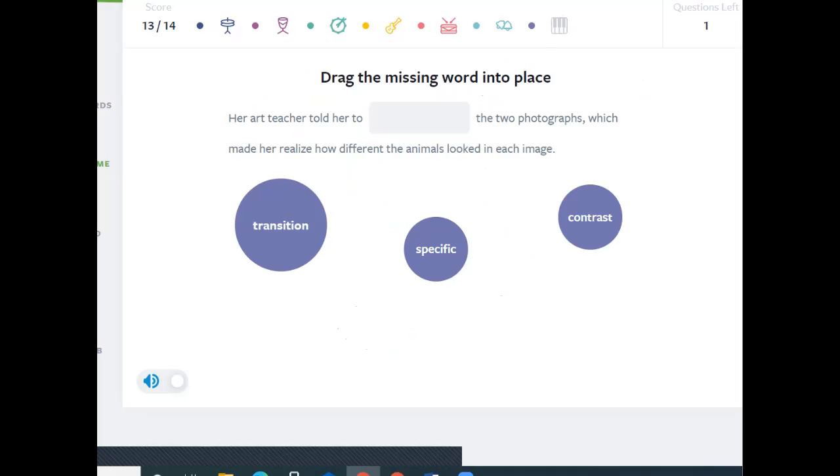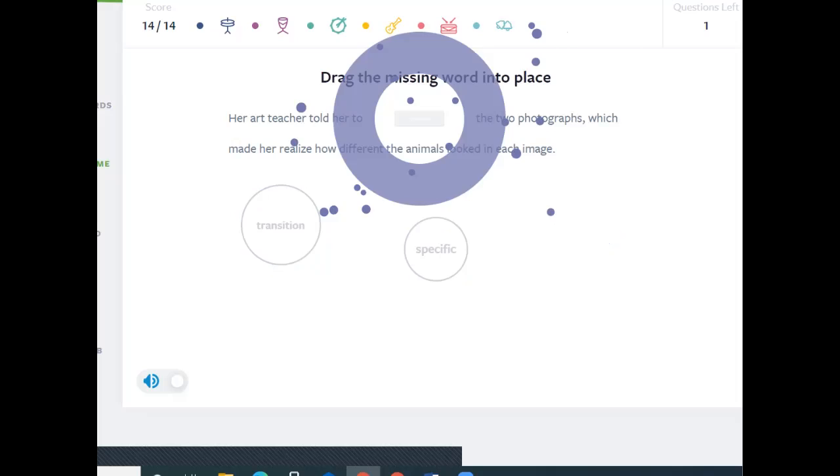Transition. Her art teacher told her to transition the two photographs. Her art teacher told her to specific the two photographs. That doesn't make much sense. Contrast. Her art teacher told her to contrast the two photographs. Oh, and then later on I see which made her realize how different the animals looked in each image. Let me go check my definition for contrast. To explain how something is different from something else. So her art teacher must have told her to contrast the two photographs.